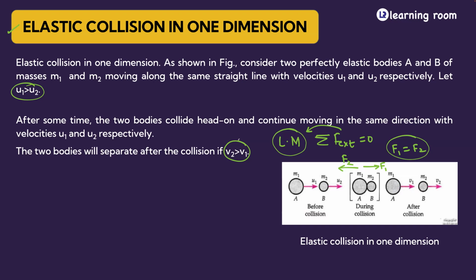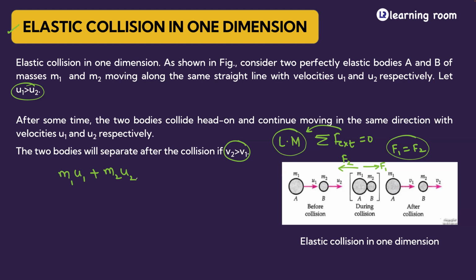What does conservation of linear momentum state? If the external force acting on the system is zero, then the momentum is said to be conserved, in the sense the initial linear momentum of the system should be equal to the final linear momentum of the system. So what is going to be the initial linear momentum of the system? It is m1 into u1 plus m2 into u2.